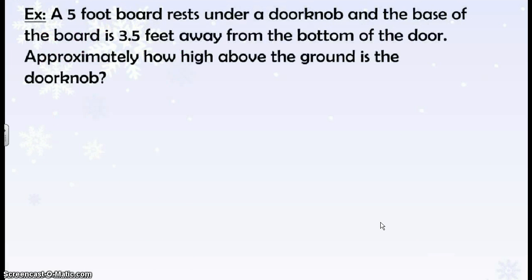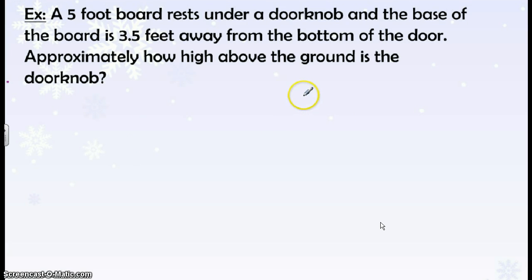All right, so we're gonna try a real world problem. It says a 5-foot board rests under a doorknob and the base of the board is 3.5 feet away from the bottom of the door. Approximately how high above the ground is the doorknob? All right, Mrs. O'Brien and I always tell you guys, make sure you draw a picture. So we are going to draw a picture here.